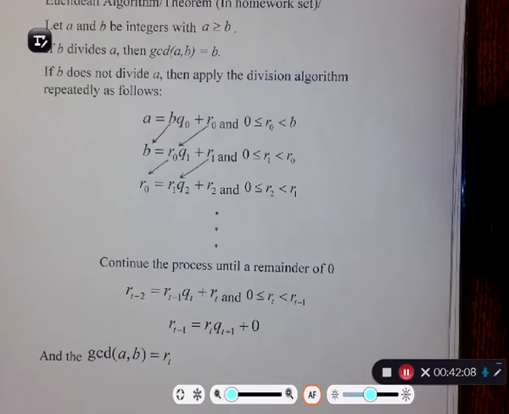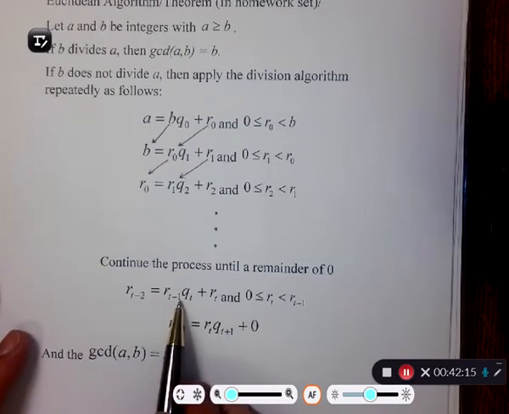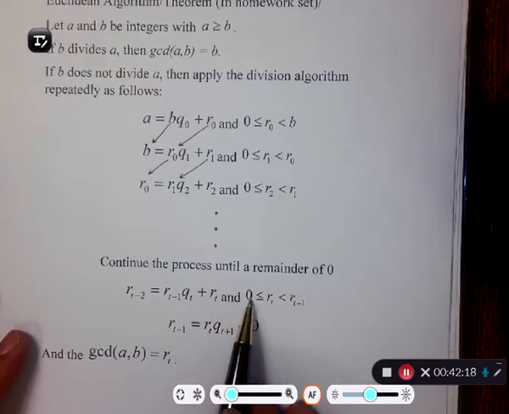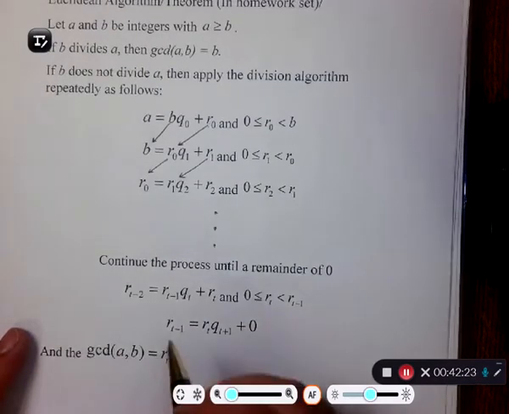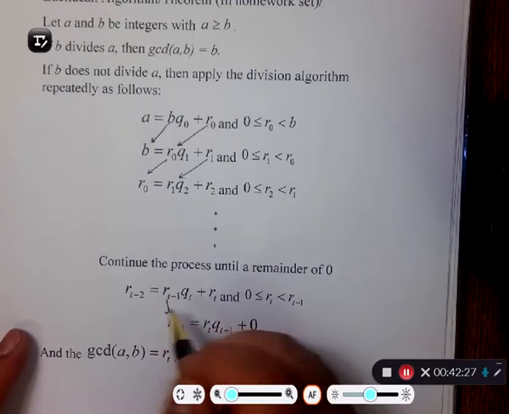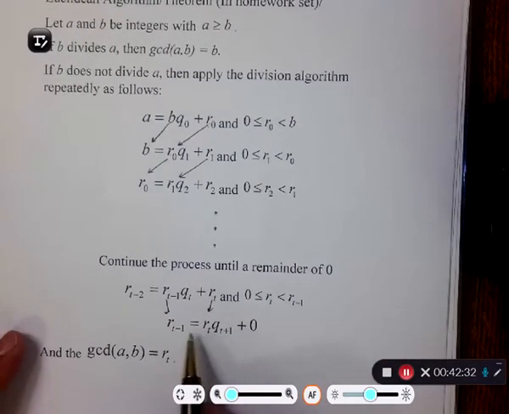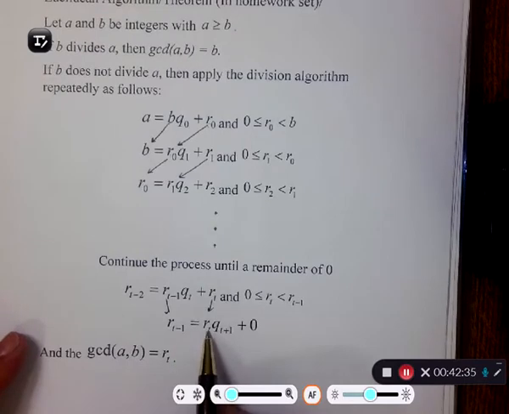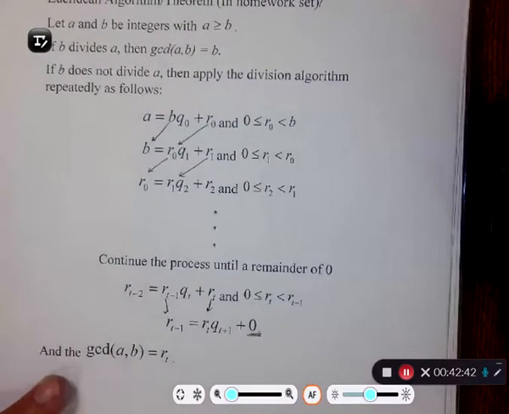As we do this, we'll get R t minus 2 equals R t minus 1 times Q t plus R t, where 0 is less than or equal to R t, which is less than R t minus 1. Then we shift again, so the divisor becomes the dividend and the remainder becomes the divisor. You take R t minus 1 divided by R t, so R t minus 1 equals R t times Q t plus 1 plus 0. Eventually, you're going to get a remainder of 0.